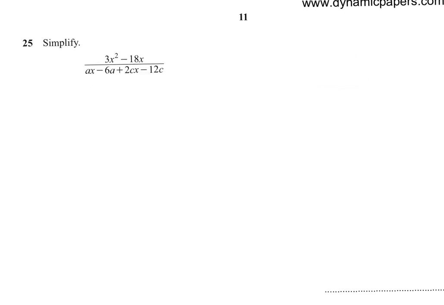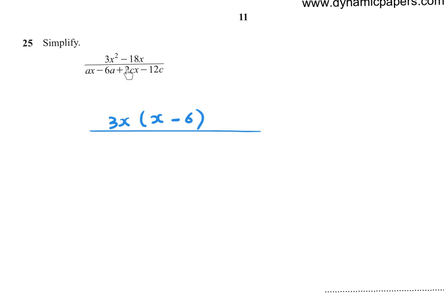25. Simplify the algebraic fraction. Factorize the numerator, factorize the denominator, then cancel the common factor. For the numerator, the first step to factorize, if you have a common factor, is to extract the common factor. Between 3 and 18, we have 3 common. With x squared and x, we have x common. So we have 3x as the common factor. Now 3x times what? 3x times x, minus 3x times 6, negative 6. So we factorize the numerator.